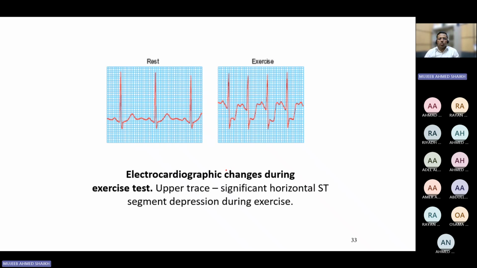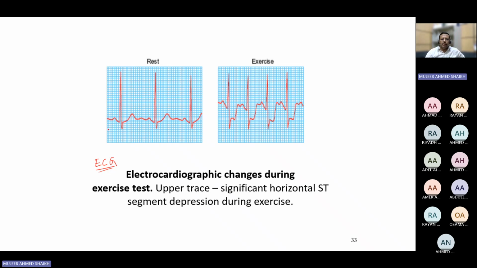Okay, how will you diagnose coronary artery disease or ischemia or infarction? By ECG. The first thing is ECG, electrocardiography. As soon as the patient feels pain or complains of pain, he should be taken to the hospital. In the hospital, the first thing they do is take the ECG of the patient by attaching the leads.